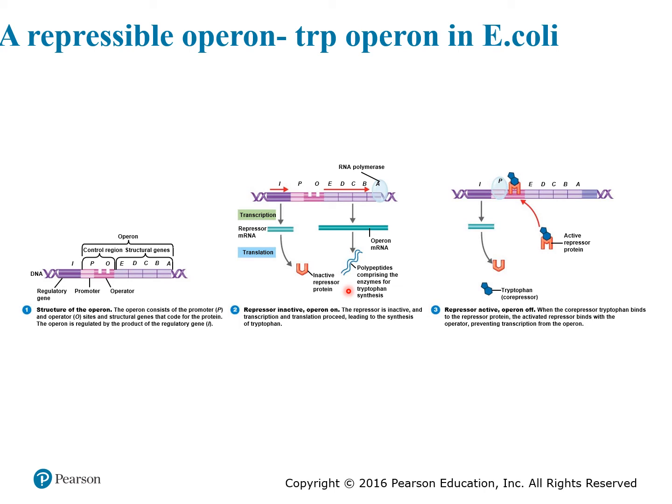So once the levels of tryptophan are really high, the tryptophan itself is going to act as the co-repressor, which is eventually going to turn off that tryptophan operon, and everything basically comes to a halt, and the production of tryptophan is going to stop.